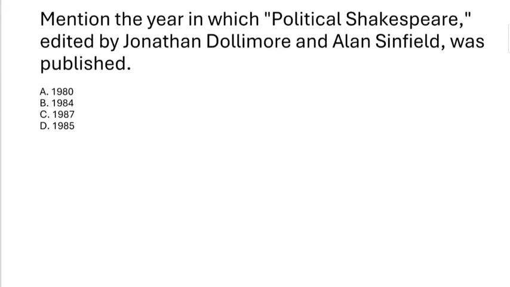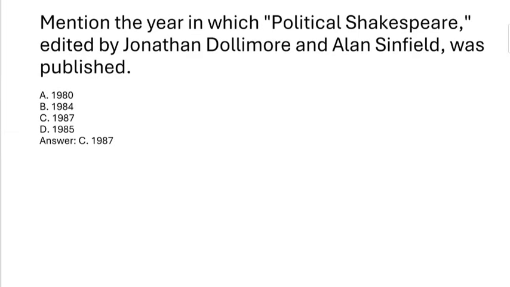Our next question is, mention the year in which Political Shakespeare, edited by Jonathan Dollimore and Alan Sinfield, was published. Options are A, 1980, option B, 1984, option C, 1987, option D, 1985. Pause the video and try to tell the answer. And the correct answer is option C, 1987. Political Shakespeare, edited by Jonathan Dollimore and Alan Sinfield, was published in 1987. It became a foundational text for examining Shakespeare's plays through the lens of political and social theory.